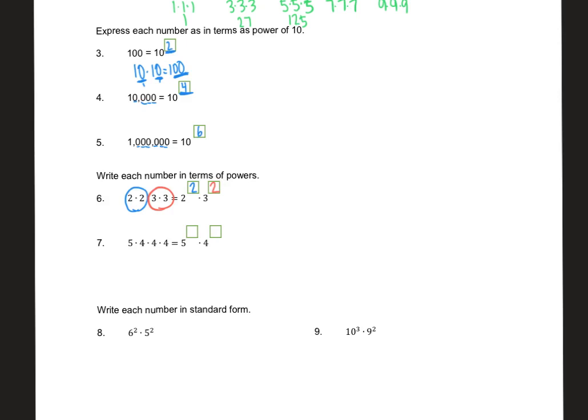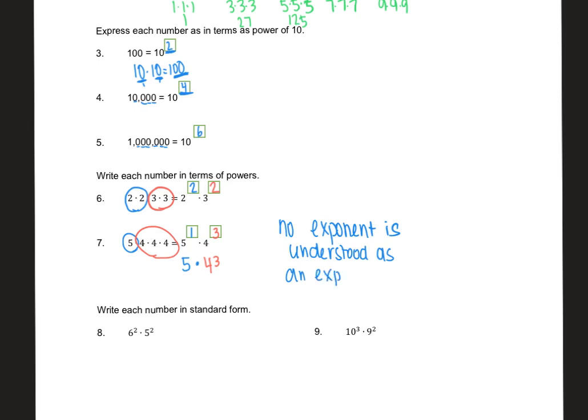All right. So for number 7, 5 times 4 times 4 times 4. How many 5s do we have? How many 4s do we have? We have 5 to the first, 4 to the third. This can also be written as 5 times 4 to the third. If there's no exponent on something, no exponent is understood as an exponent of 1.